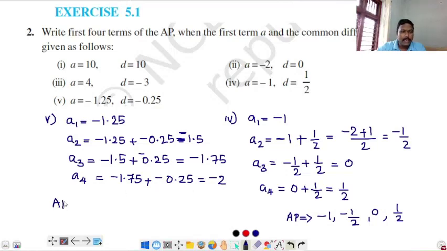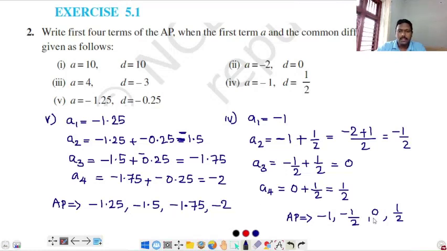So we can write the AP. The first four terms of the AP are: the first one is minus 1.25, the second term is minus 1.5, the next term is minus 1.75, and the last term is minus 2. So these are the first four terms of this given AP.